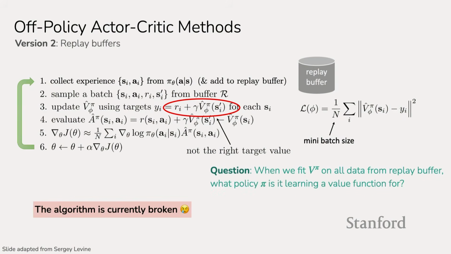I have a question for you. When we're fitting a value function on all of the data in the replay buffer, which is the data from all of our previous policies, what policy are we learning a value function for when we fit the value function this way from data in our replay buffer? I'll give you 2 minutes to discuss that, and then we'll come back.